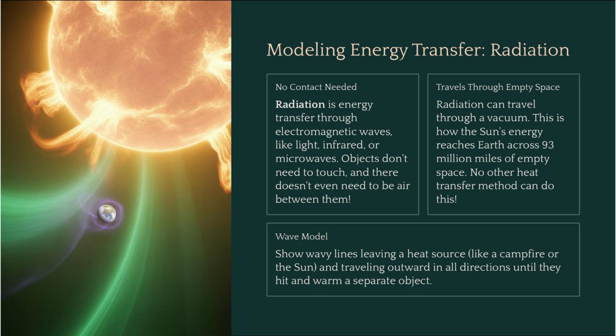Finally, heat can move through radiation. This is energy transfer via waves, like light or infrared waves. Radiation is unique because it doesn't need any physical contact or medium to travel. It can go through empty space. The perfect model is the sun heating the earth. Our model for radiation shows waves leaving the heat source and traveling outward through space to warm the object that absorbs them.